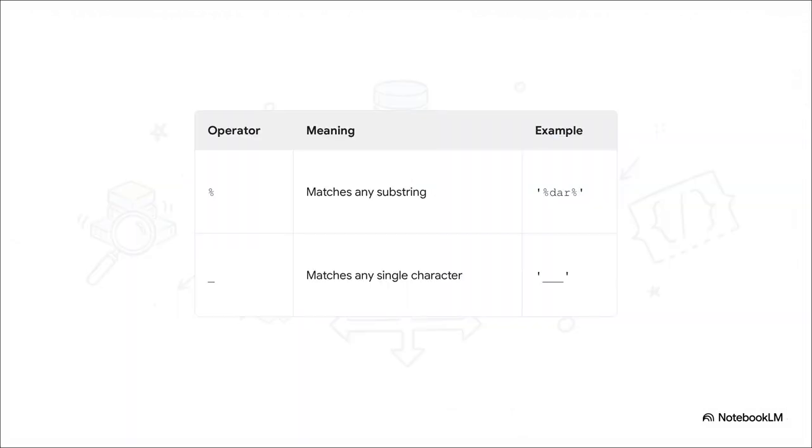And SQL can get way more powerful than just that. For example, you can ask really flexible questions using pattern matching. The % acts like a wildcard for any number of characters, and the underscore is a wildcard for just a single character. This is super useful for finding stuff when you don't know the exact spelling.